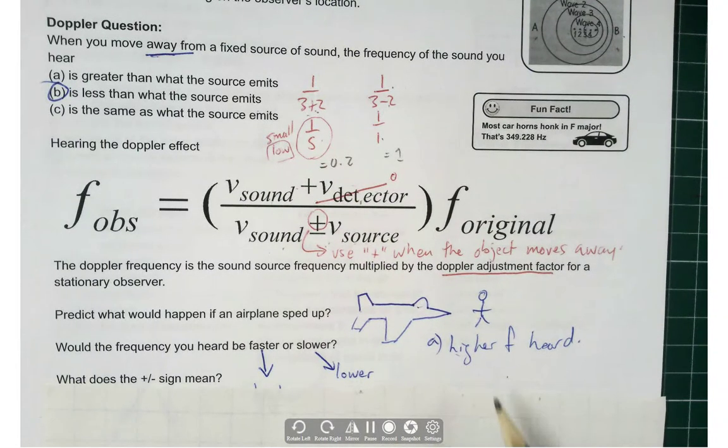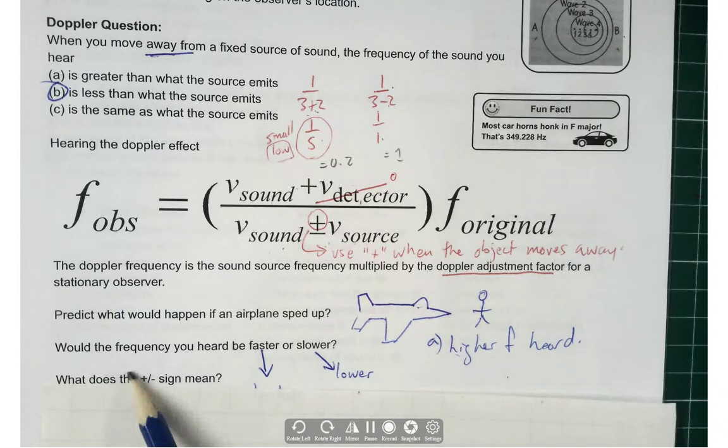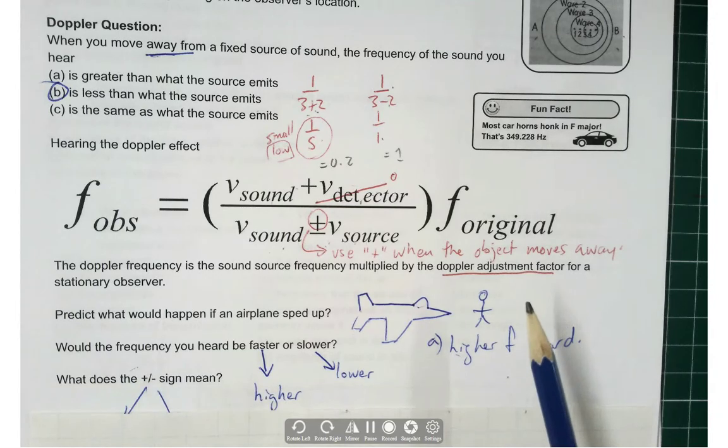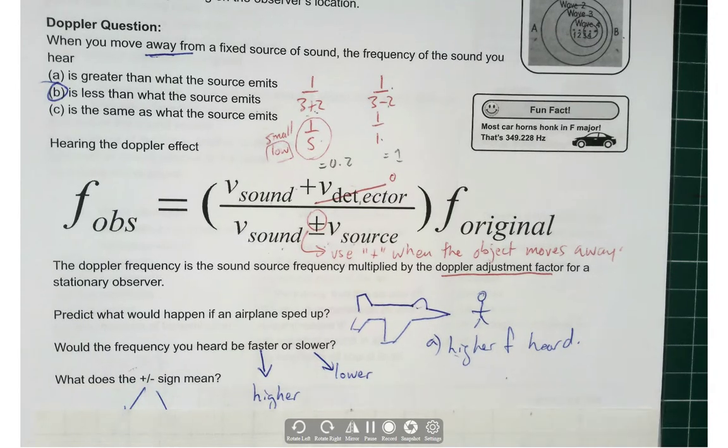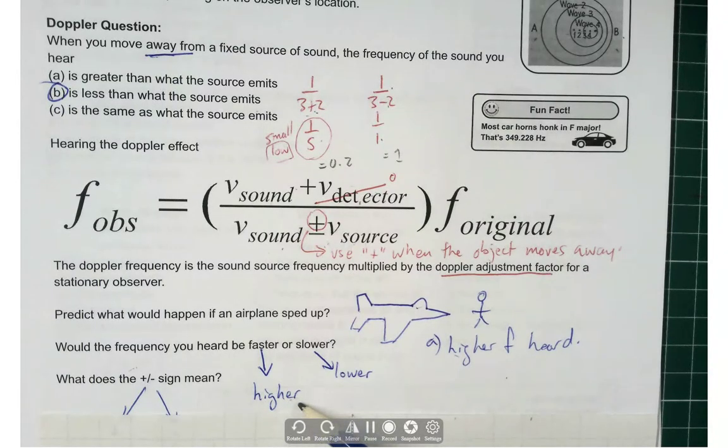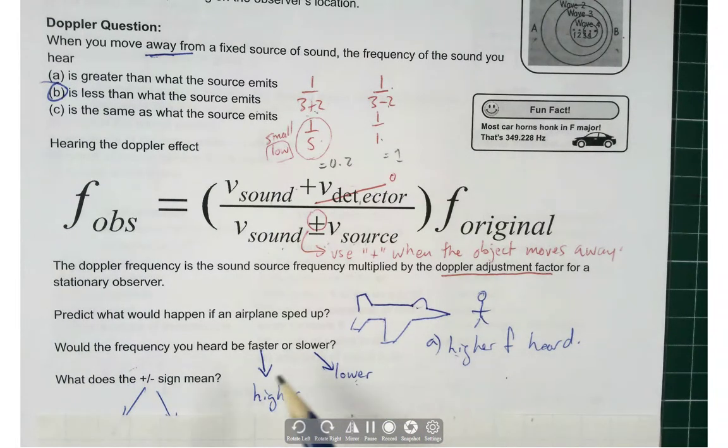Now, other ways that we could talk about this, a question might be phrased as, would the frequency you hear be faster or slower? Now, I don't know too many people that talk about frequencies that way, but I've seen the wording before in the questions. When we say faster, we mean higher frequency. When we say slower, we mean lower frequency. Now, if I was crafting a question myself, I probably wouldn't say faster frequency and slower frequency, but the intention here is higher frequency and lower frequency.